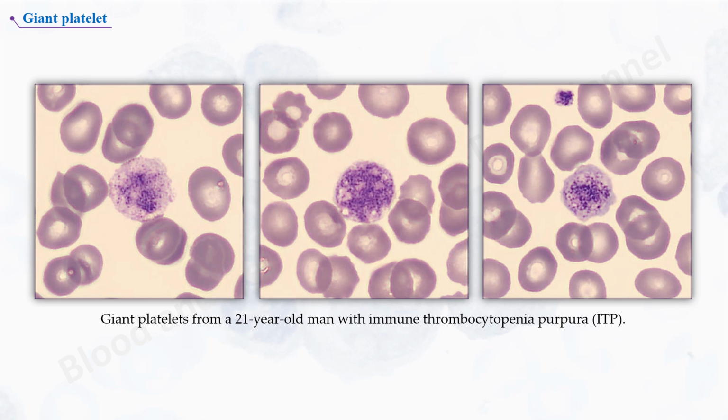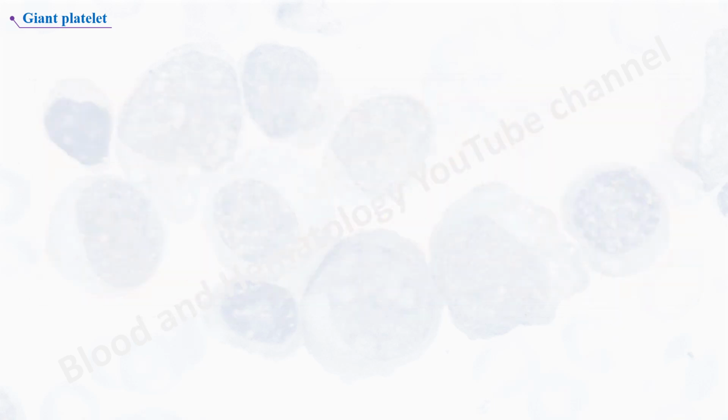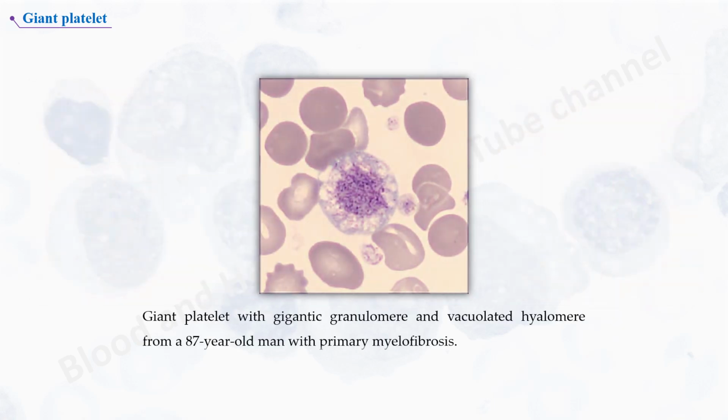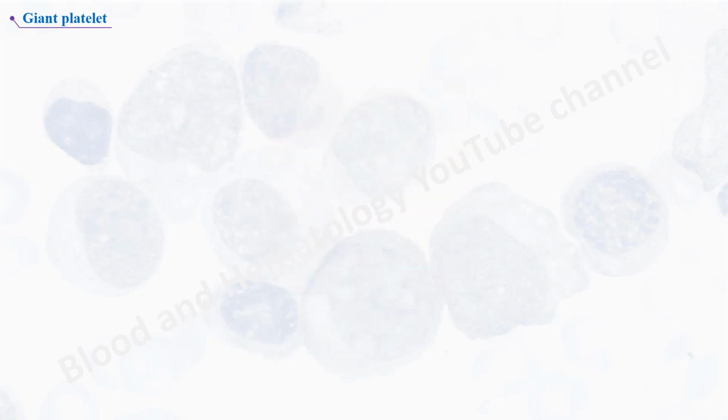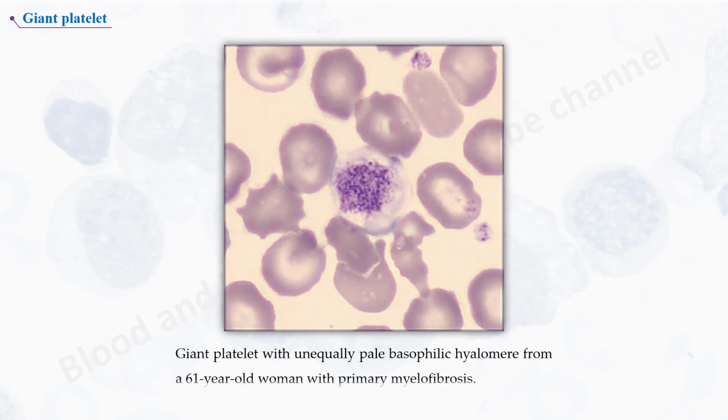Giant platelets from a 21-year-old man with immune thrombocytopenic purpura. Giant platelet with gigantic granulomere and vacuolated hyalomere from an 87-year-old man with primary myelofibrosis. Giant platelet with unequally pale basophilic hyalomere from a 61-year-old woman with primary myelofibrosis.